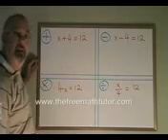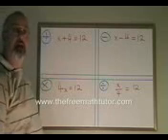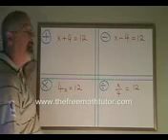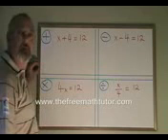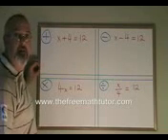The goal of algebra is to get the variable, in this case the x, isolated. I want my x alone on one side of the equals. I need to move any numbers that are with the x to the other side.